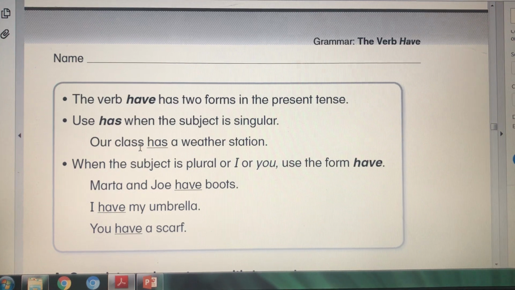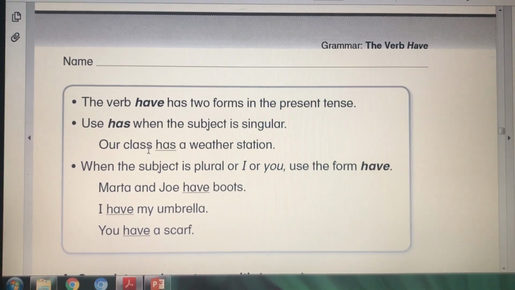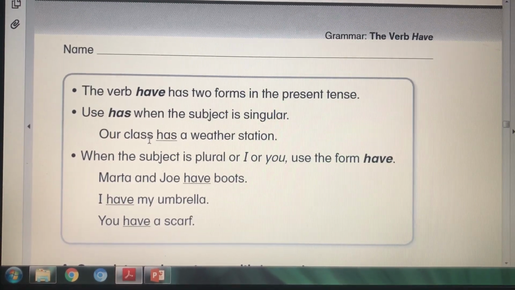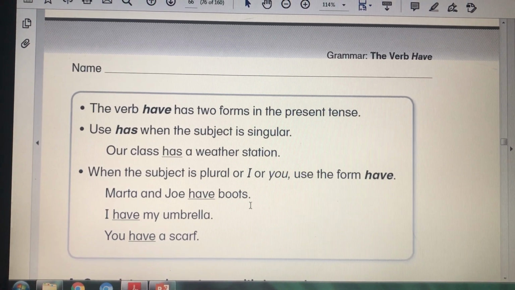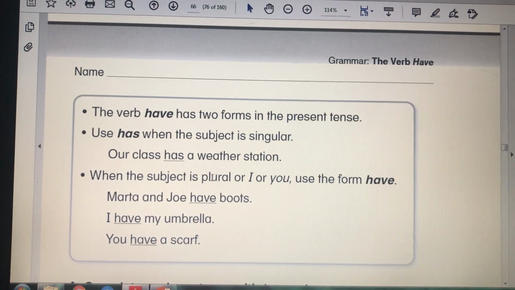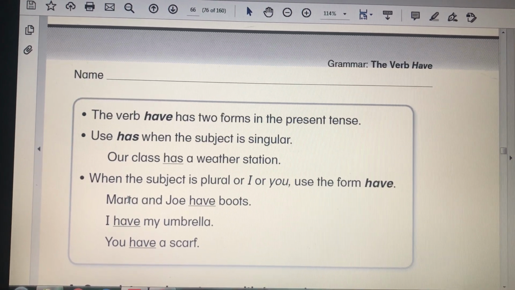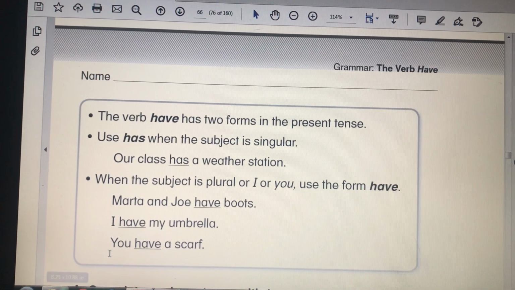Next bullet. When the subject is plural, or I or you, use the form have. For example, Marta and Joe have boots. Okay? So we have two subjects here. So it's plural, Marta and Joe. More than one person, more than one subject, so we use have.